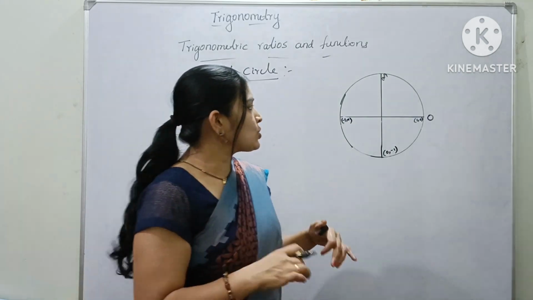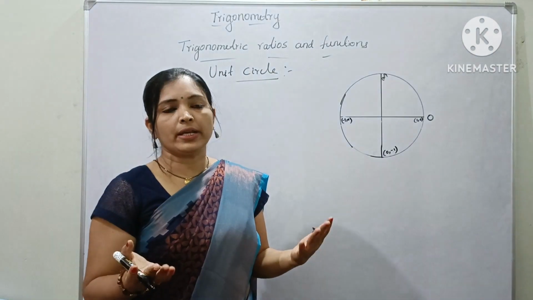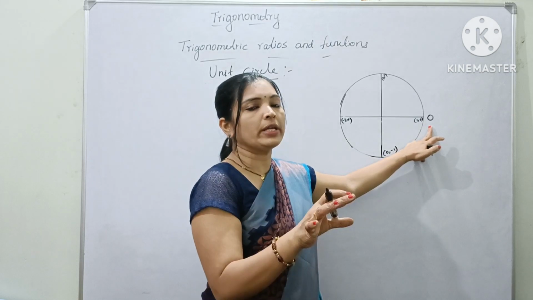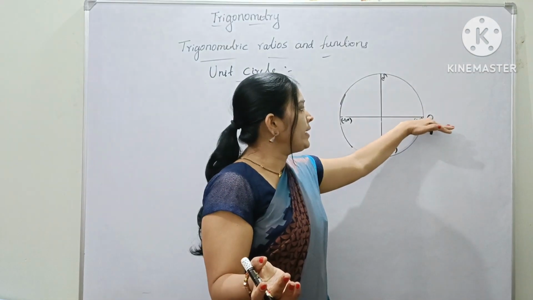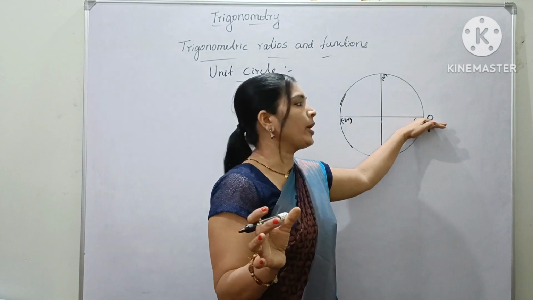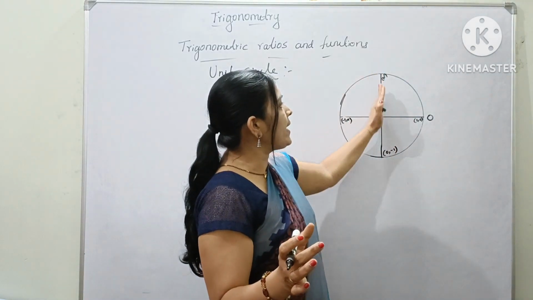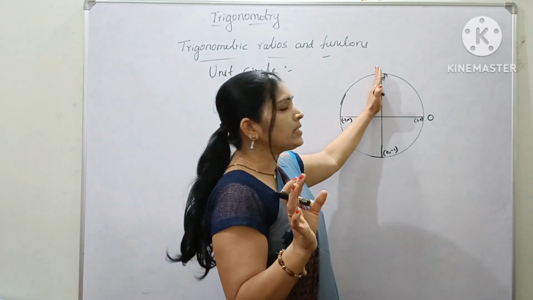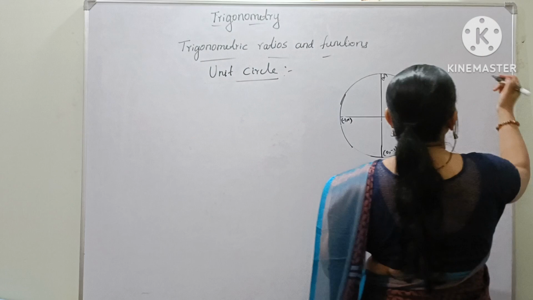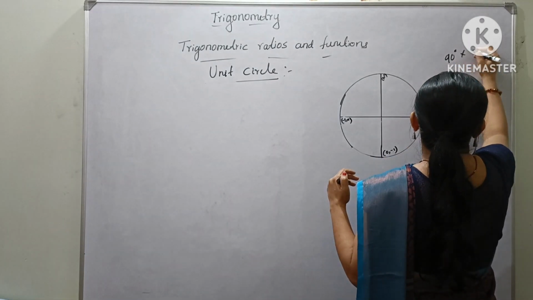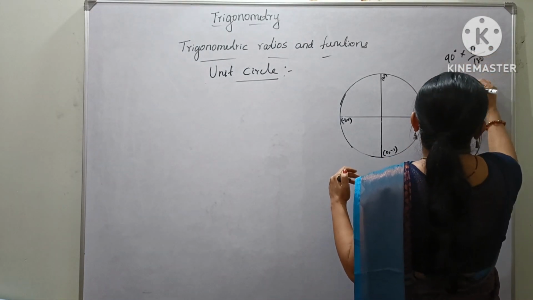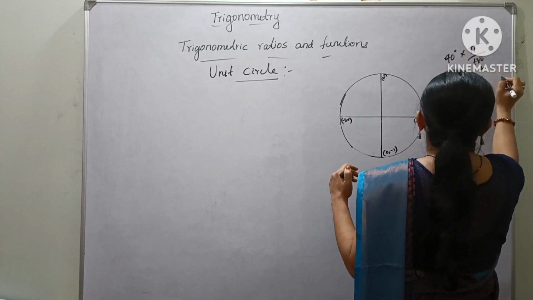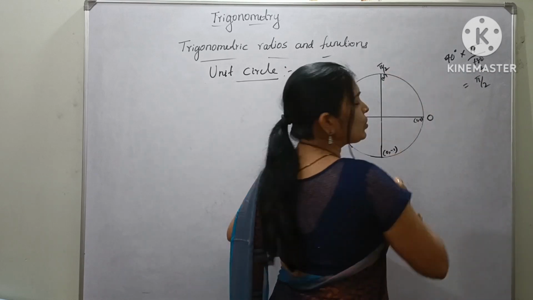Not in degrees. So 0 degree means, converting degree to radian, we will get 0 radian. Okay, 0 degree means 0 radian, so it is starting at 0 radian. Next, see, it is 90 degree, right? From here to here, this angle is 90 degree. Convert 90 degree to radian: 90 degree into pi by 180, that is pi by 2 radian.